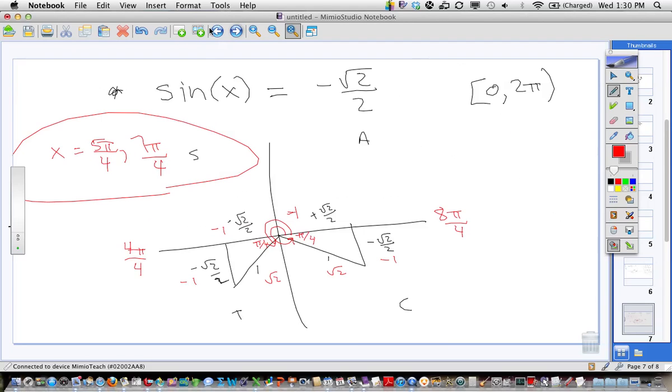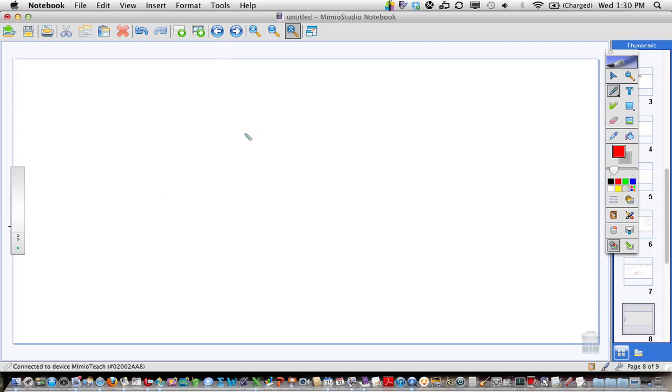Now, the other piece is, what about ones that don't make triangles? What if I ask you for sine of pi halves? Well, you've got two choices here. One is the unit circle option. Where's pi halves? Right here. What's the y value, since we're doing sine, of that point? The y value is 1. So sine of pi halves would be 1.